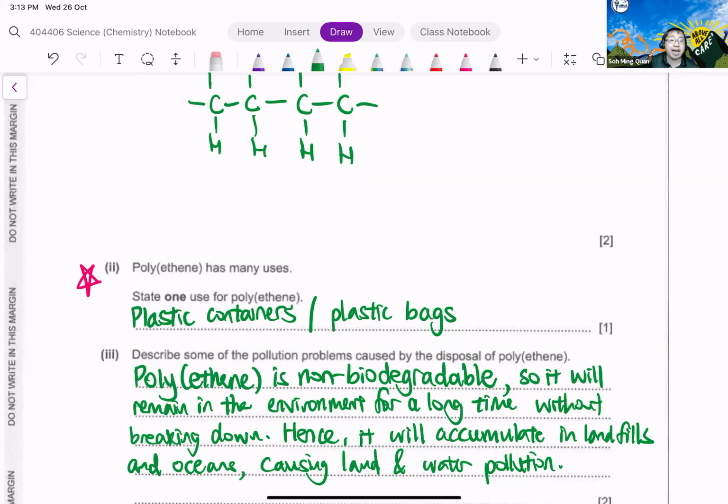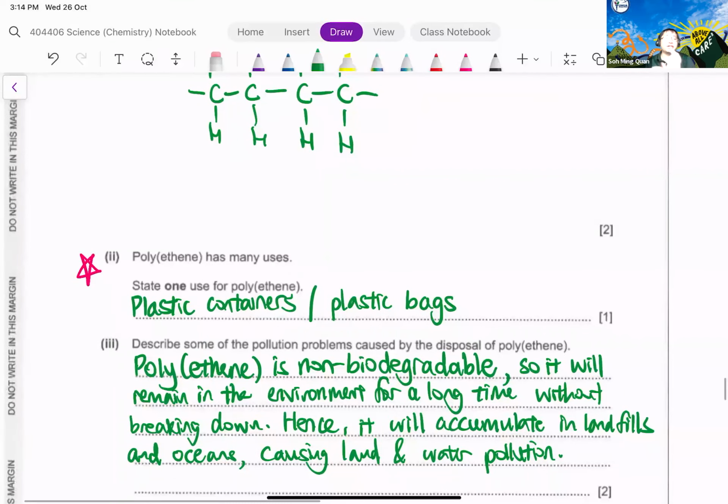So that's question 10, which is on polymers. As you can see, every year there's one of these questions on the environment. Recycling. Why must you recycle your plastics? Why must you recycle your metals? Like yesterday we went through, right? So similarly over here, they ask you about the pollution problems that can be caused by disposal of plastics. Okay, so that is question 10.